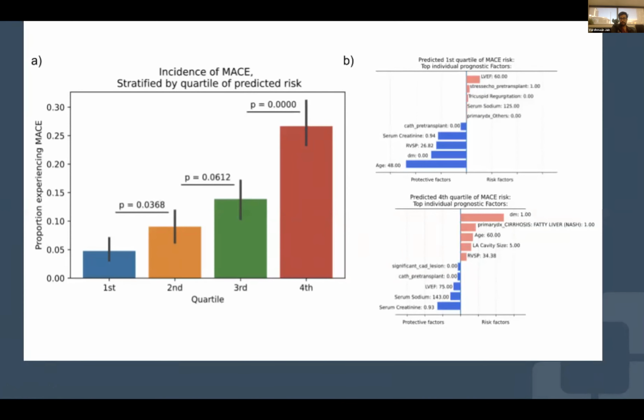But if somebody was in the fourth quartile, he had diabetes, he was an older person, he had NASH cirrhosis, and he had high right ventricular pressure. So I think that's a visual estimate of what to expect if you use our algorithm to risk predict someone. The model will also tell you these are the top predictor factors for this patient compared to someone else. I think that makes sense to a reader who does not have a background in artificial intelligence.